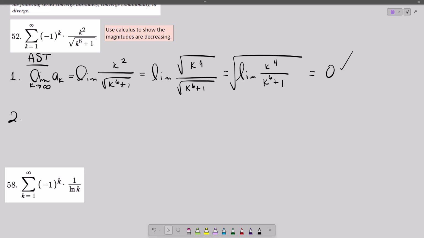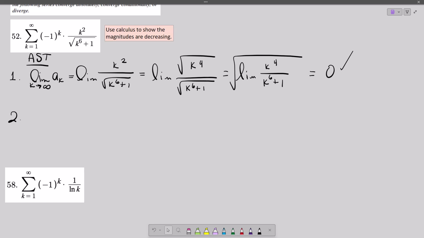So what we're going to do instead is show that the derivative is negative. Because we learned in Calc 1 that if a function's derivative is negative, you have decreasing. If the derivative is negative.